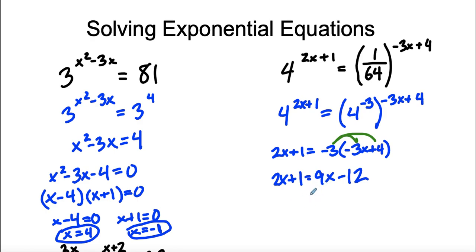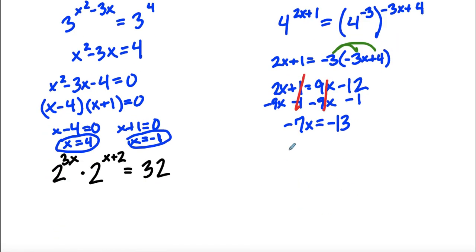Okay, now I'm going to move the negative 9x to the other side. I'm going to move the negative 1 to this side. So notice we're going to have some things cancel out. The goal is to always get the x's on one side, and I prefer the left side, and then get the number by itself on the other side. So I got negative 7x equals negative 13, and now I'm going to divide by negative 7. And now the negatives cancel out, and I have x equals 13 over 7. So this one is now done.